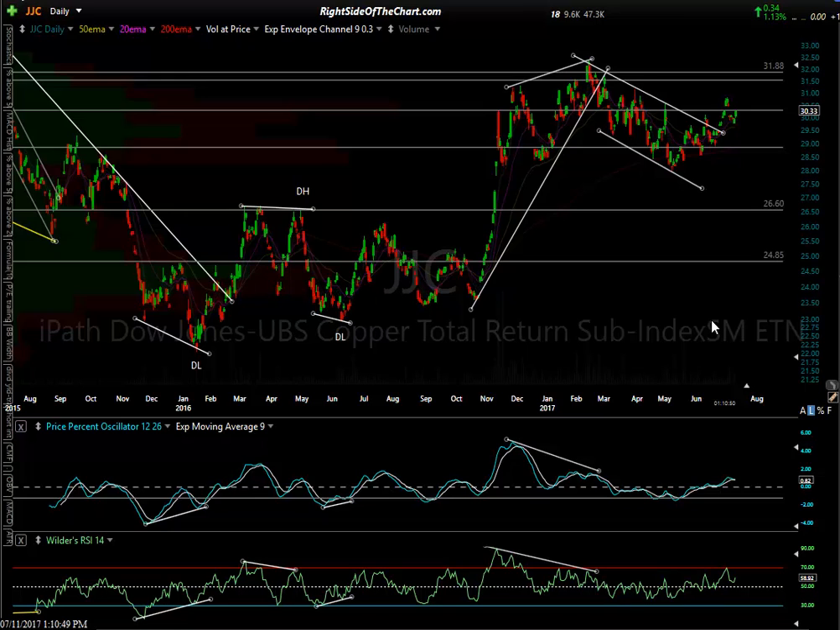JJC, I'm sorry, this is the copper ETN. You can see a downtrend line here. We broke above it. That's bullish. So copper's looking pretty good.